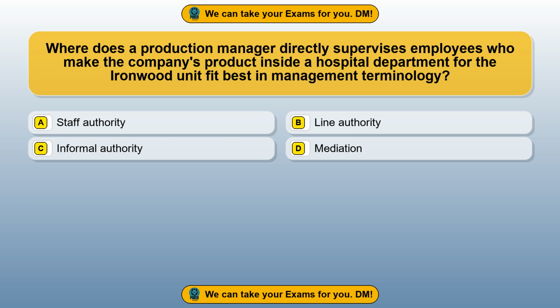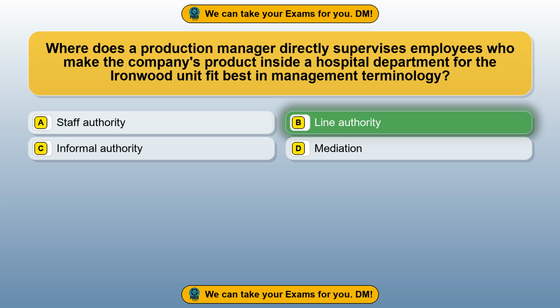Question 26. Where does a production manager who directly supervises employees who make the company's product inside a hospital department for the Ironwood unit fit best in management terminology? Option A, staff authority. Option B, line authority. Option C, informal authority. Option D, mediation. The correct answer is option B, line authority.